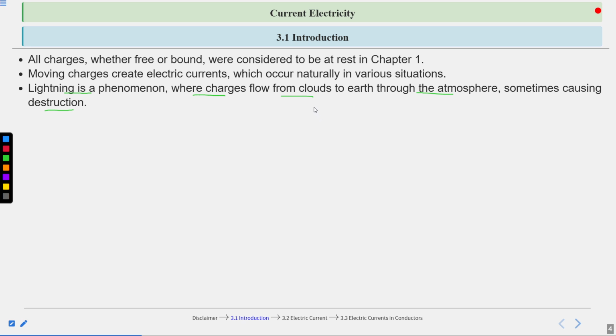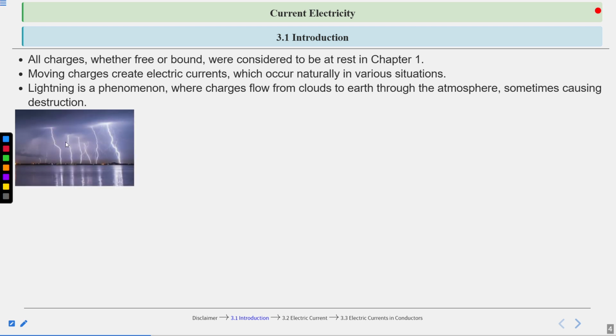Okay, so a large amount of charges flow from clouds to ground, due to which the lightning phenomenon happens. Also you may have seen that trees burned due to a lightning strike. So this is due to this phenomenon. Now this is the diagram. These are the clouds, and the lightning or thunder is striking the ground like this. Lightning.